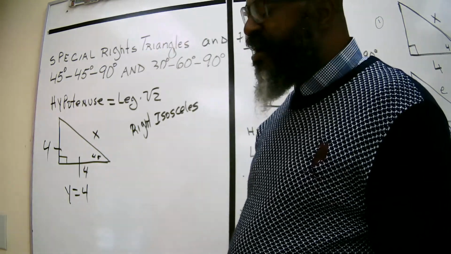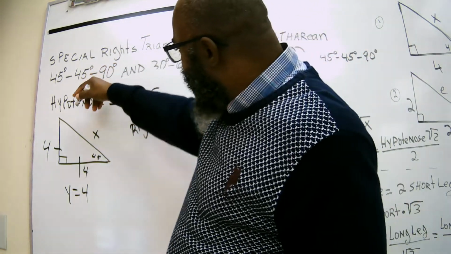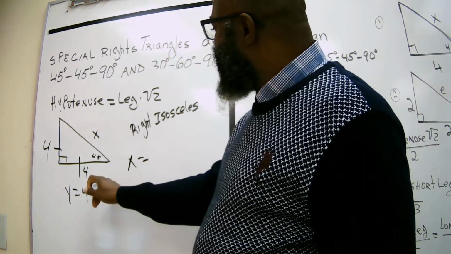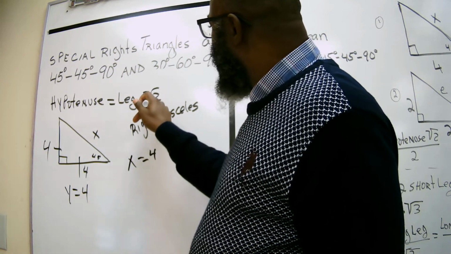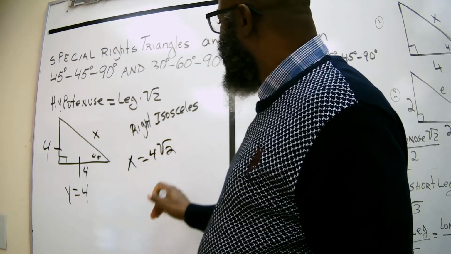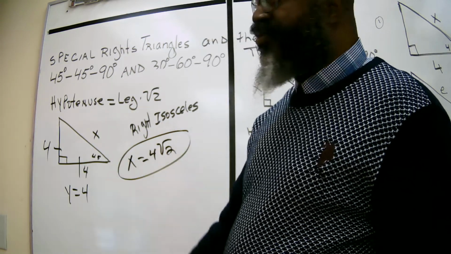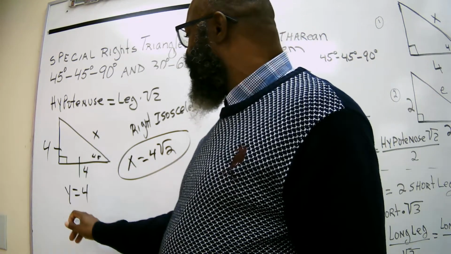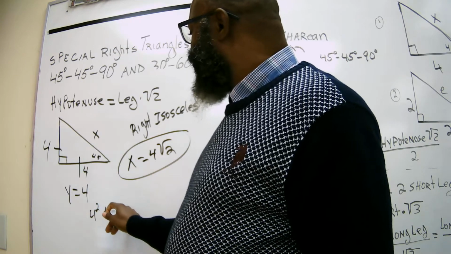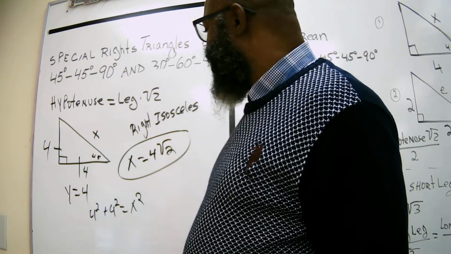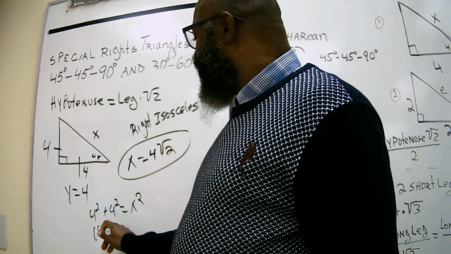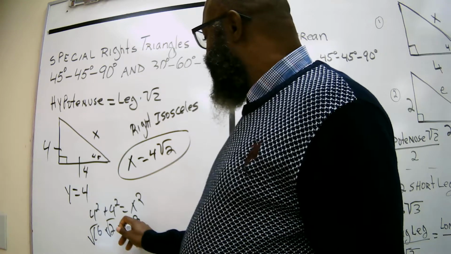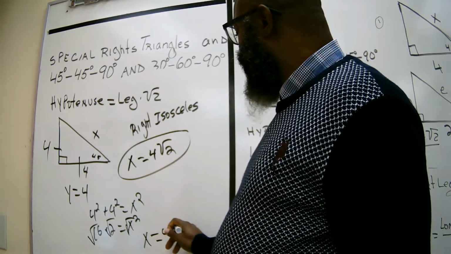Based on what we did earlier, when you're looking for the hypotenuse, in this case the hypotenuse is x. You will have x equal, the legs is 4. Then you take 4 and multiply by square root of 2, and that's your answer. x will be 4 square root of 2. If you don't believe that, you can use the Pythagorean theorem, which is 4 squared plus 4 squared, which is what we were trying to prove earlier. Then you will have 16 times 2 is equal to x squared. Then you take the square root of each one, and you will see that x is equal to 4 square root of 2.